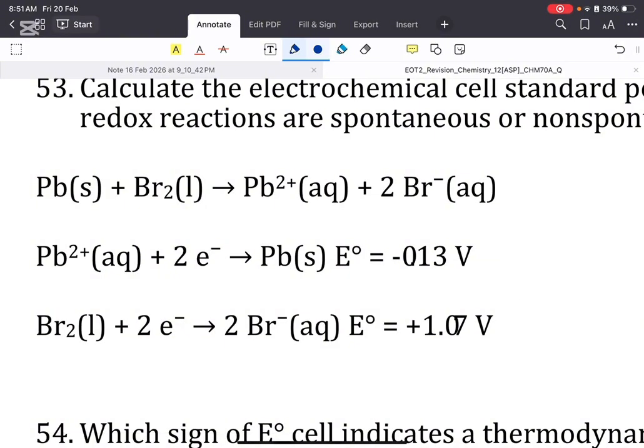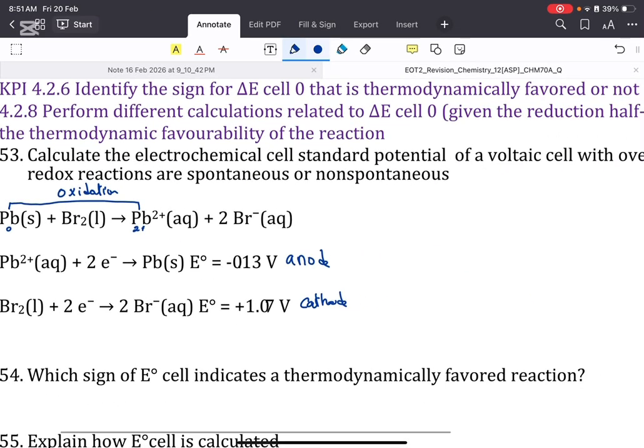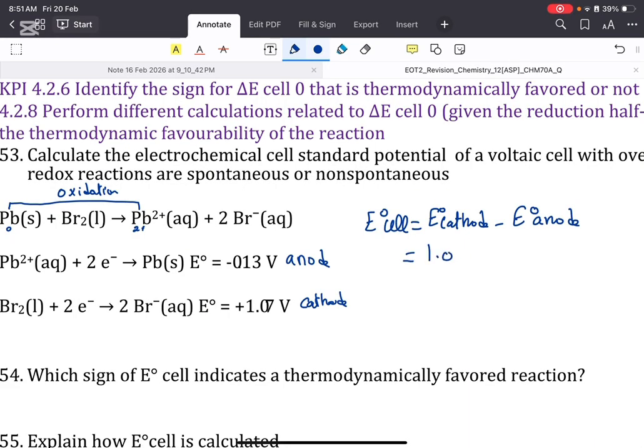And the E cell reduction potentials are given over here. Now we look at only one of them, the easiest one for us. So lead goes from 0 oxidation state to 2 plus. So this is the one that did oxidation. Therefore, this is the one operating at the anode, and this is the one operating at the cathode. You're done. Now, E cell is equal to E cathode minus E anode. So it is 1.07 minus negative 0.13 volt, and the answer is 1.2 volt.